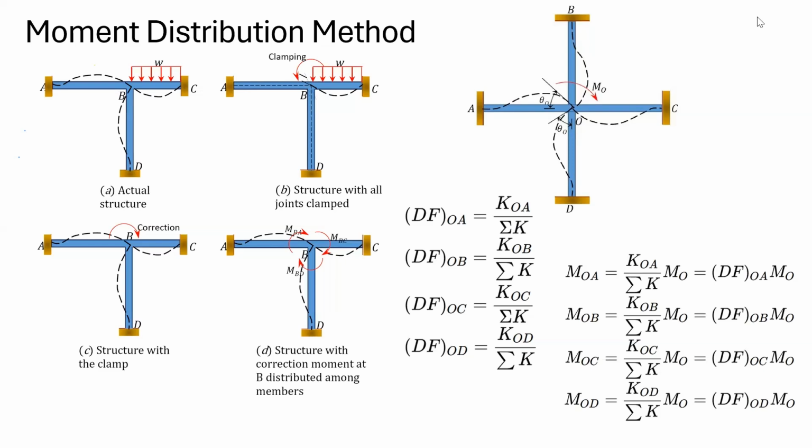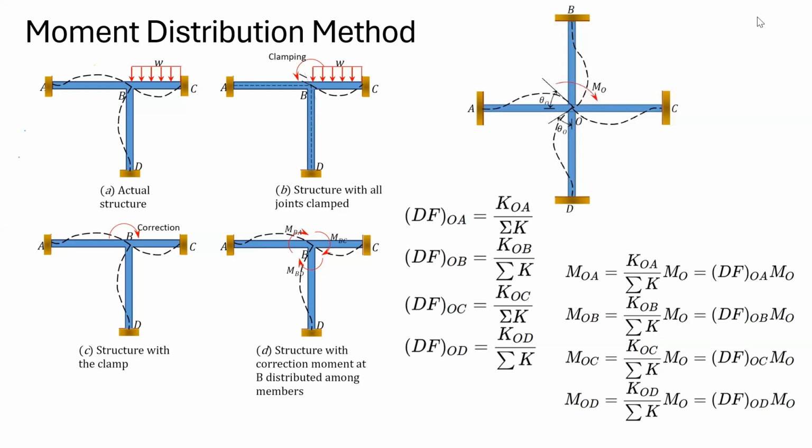Because of that, there will be an anticlockwise reactive moment at the joint B. This is the additional moment because of the fixity that we have enforced in the structure. So we have to apply the corrective moment exactly opposite to the bending moment at B, correct? And this corrective moment will be distributed to the members BA, BC, and BD. So this is the simple philosophy of the moment distribution method.